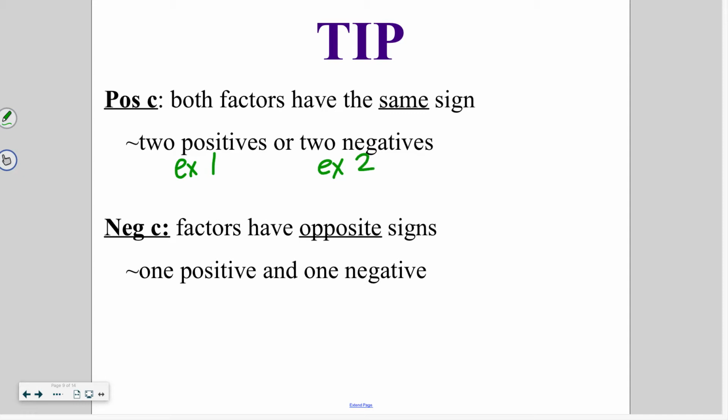If they have a negative C value, we've got the factors having opposite signs. So one of them's positive, one of them negative. This was example 3 and 4. So those just show you a quick shortcut to help you figure out if it is positive or negative for those factors.